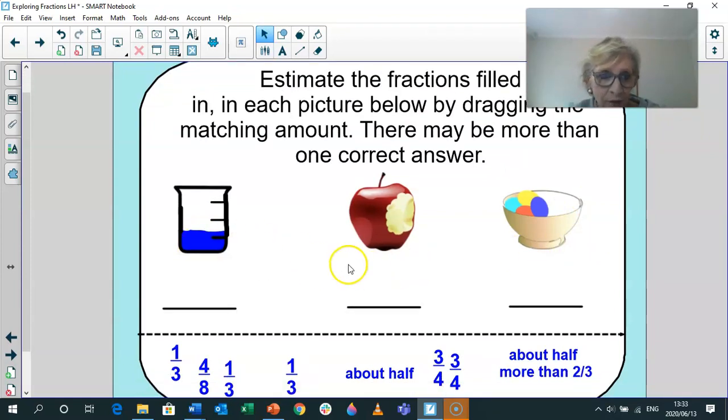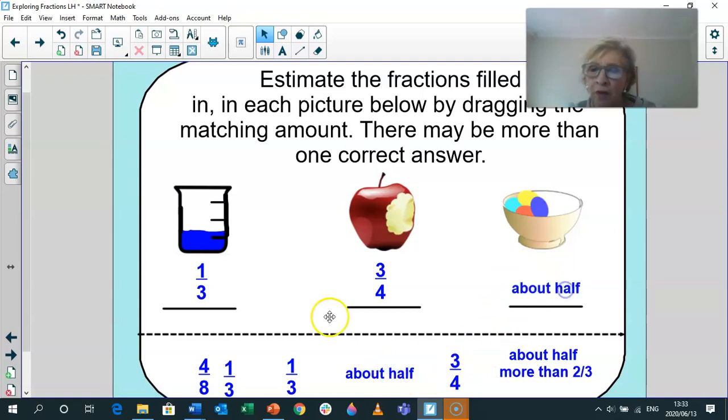Right, let's estimate now and see how many of these fractions are actually colored in. All right, so let's drag it. Now this looks to me about 1/3. 1/3 of that glass is full. 2/3 has been drunk already. And this apple, it looks to me like 1/4 has been eaten. So I would say that 3/4 is not being eaten. And with these little sweets here, or Easter eggs, I would say about a half has been eaten.